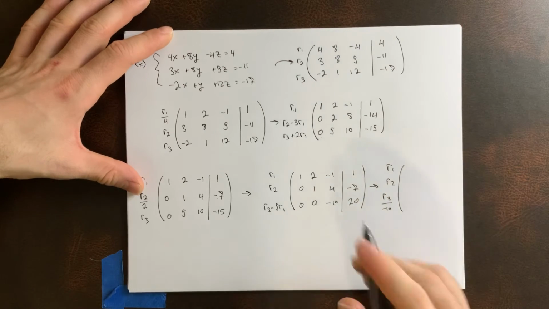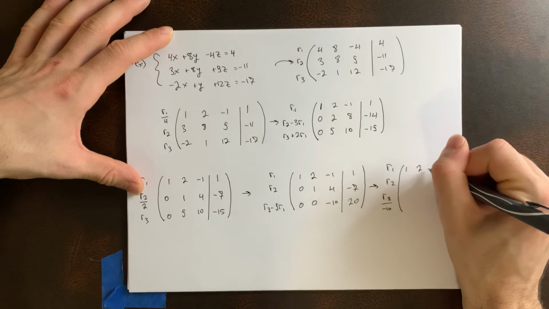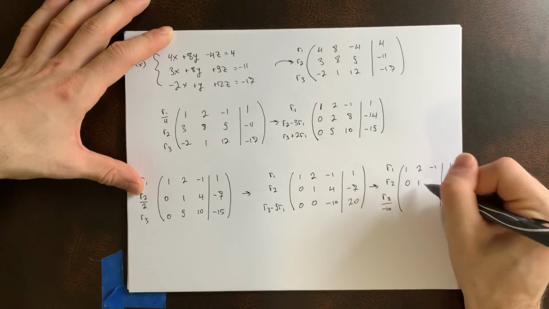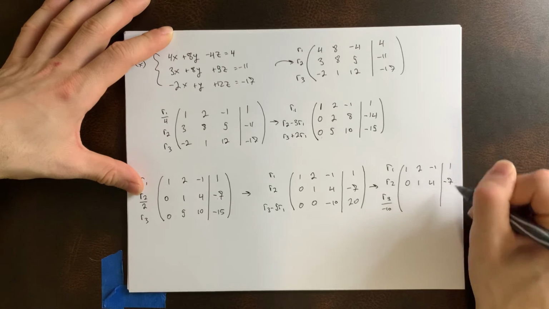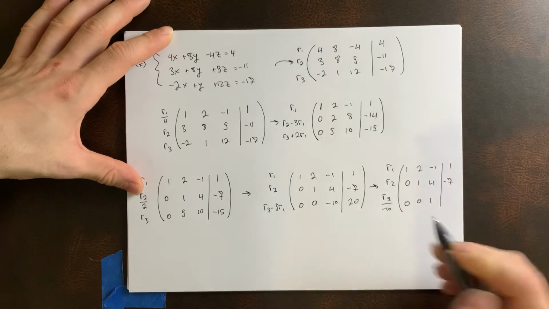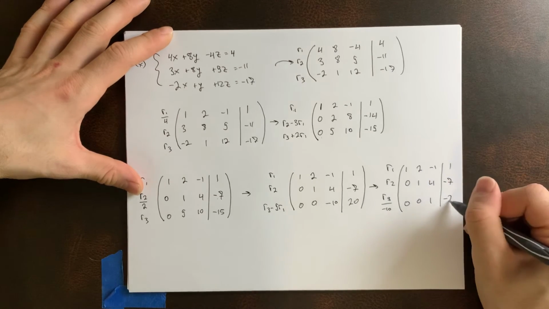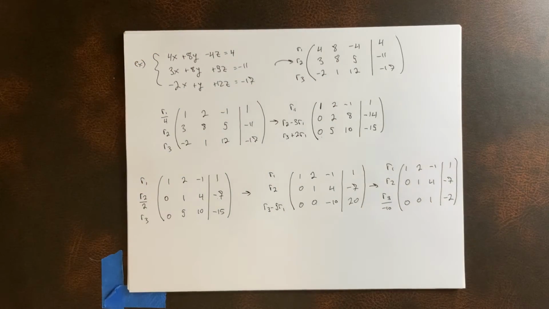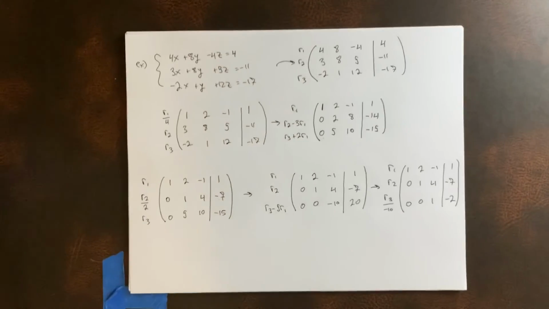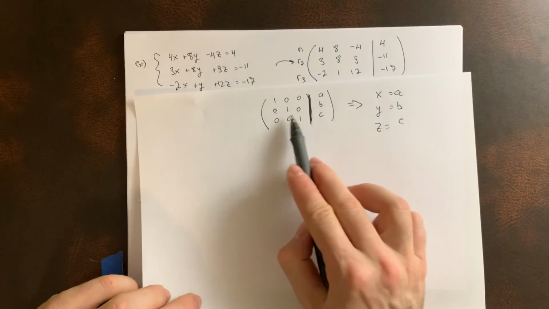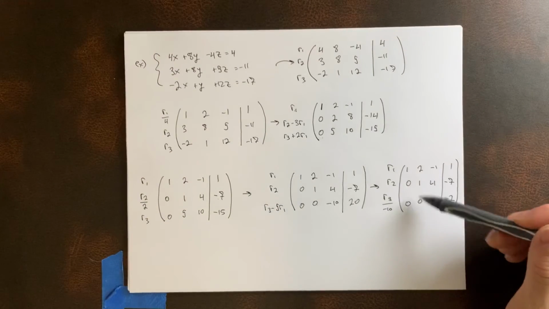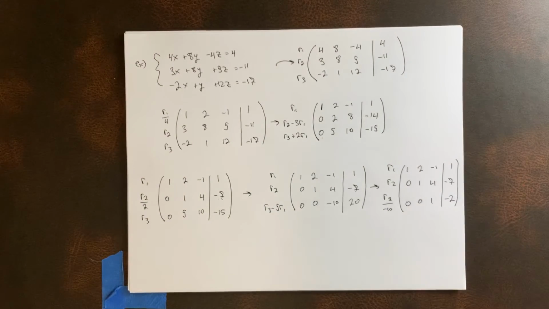And so what do we get? We have 1, 2, minus 1, 1, 0, 1, 4, minus 7, 0, 0, and then divide that by minus 10, divide that by minus 10. Okay? See, now we're almost done. Remember, our whole goal was to do this shape on the left-hand side. The 1s and 0s everywhere else. We almost have that. Now we have 0s down here, 1s here. We got to make these 0.